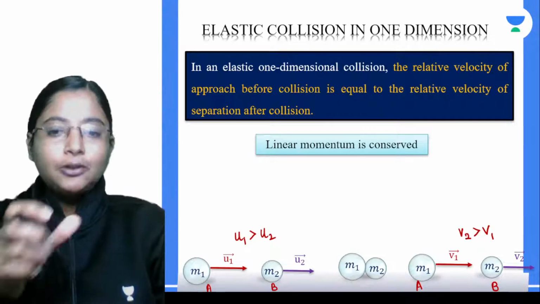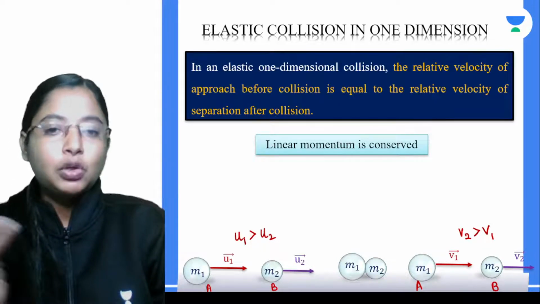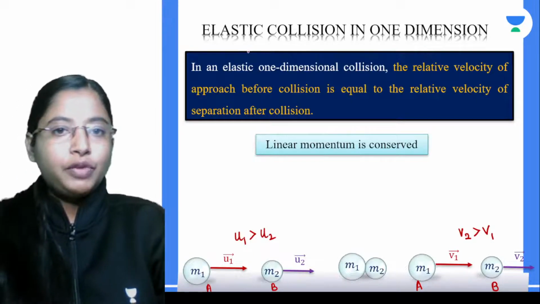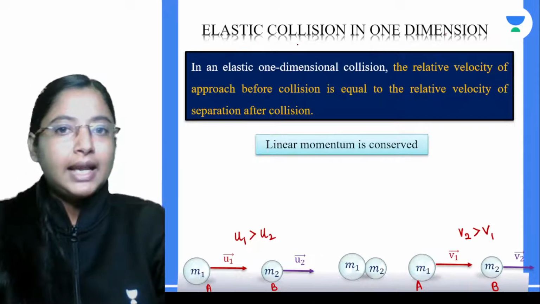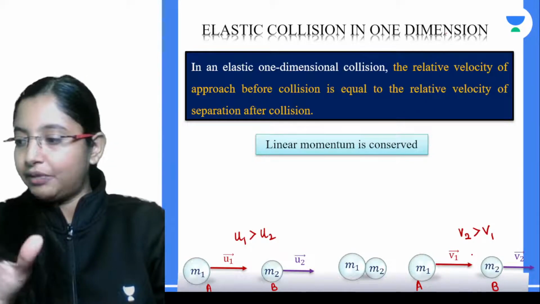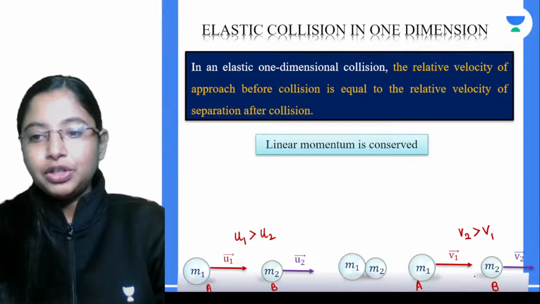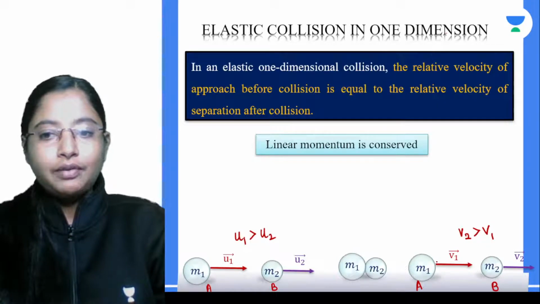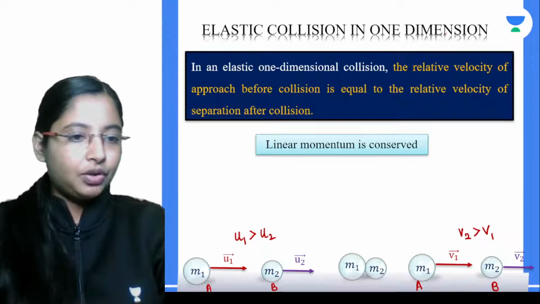If they stick together and move as one single system, it becomes a perfectly inelastic collision. But what we are seeing, the derivation is for a one dimension elastic collision. So they cannot stick to each other, they will get separated, which means after collision the velocity of the second object will be more than the velocity of the first object.